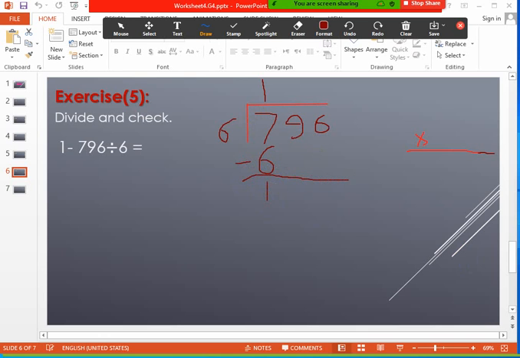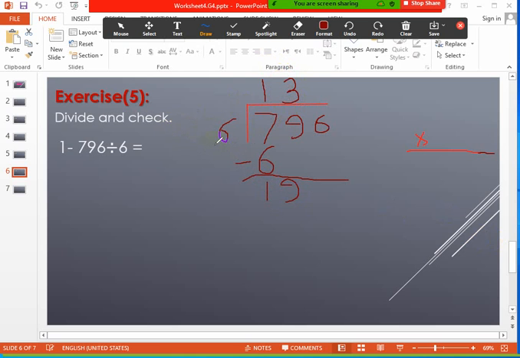Now, Noura Ahmad. Now I will take the 9 and put it next to the 1, so the number becomes what? 19. Yes, 19 divided by 6. Which number, if I multiply it by 6, will give me the closest number to 19? 3 multiply 6 equals what? Very good. So I will choose the 3.